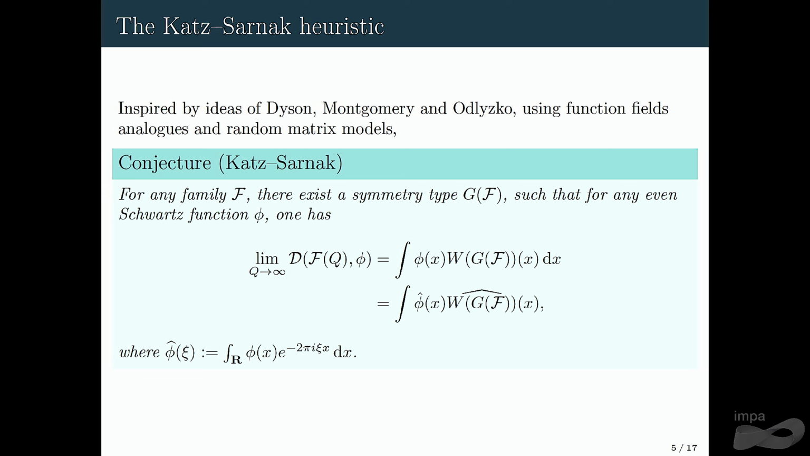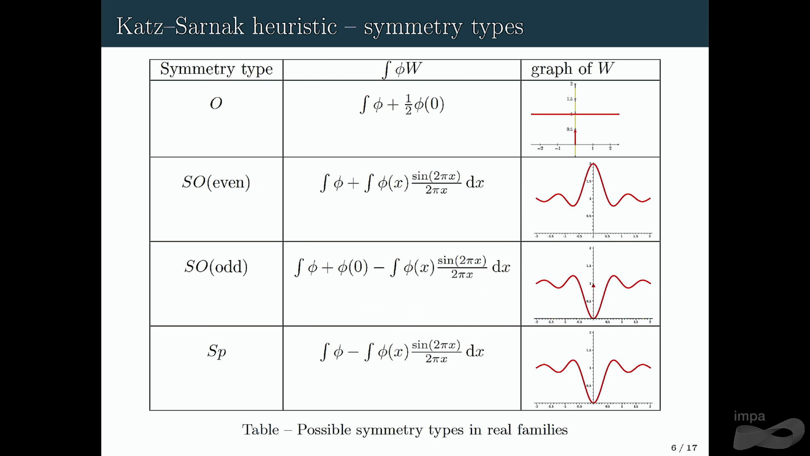Any questions on that? Continue. So here I just put a picture of the possible symmetry types. As I said, these are names of matrix groups: orthogonal, special orthogonal even, special orthogonal odd, and symplectic. And this is what the W looks like, depending on the symmetry type.